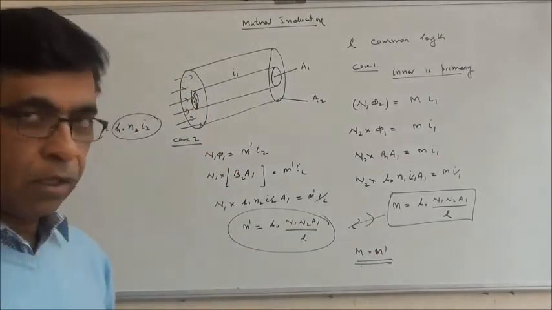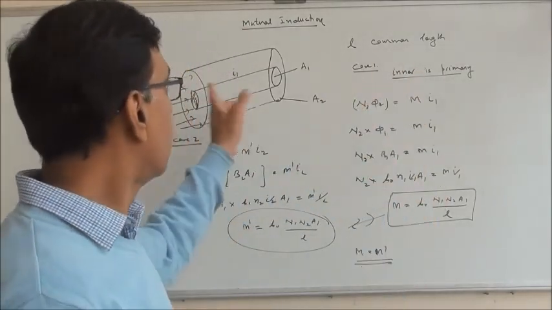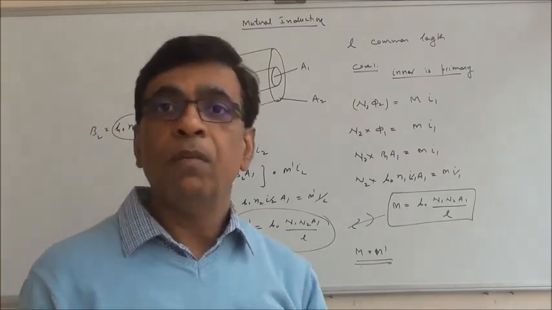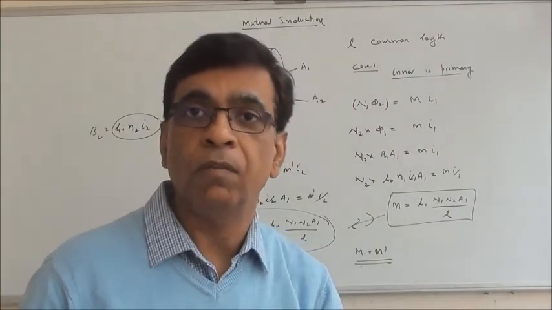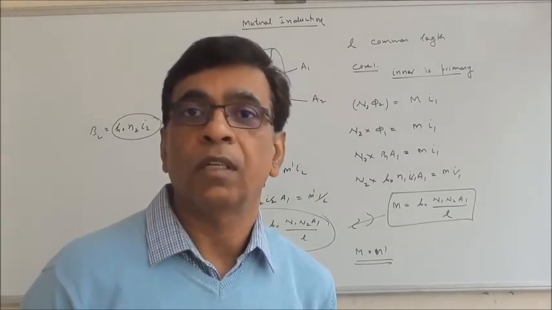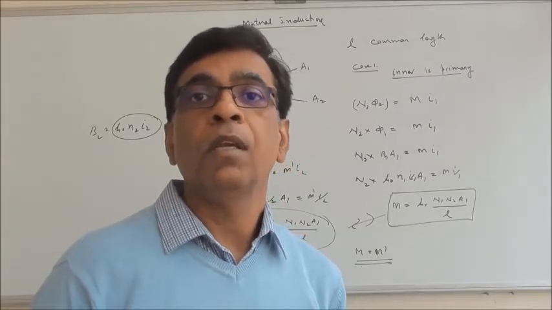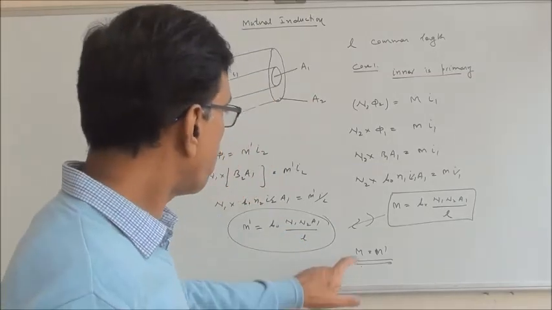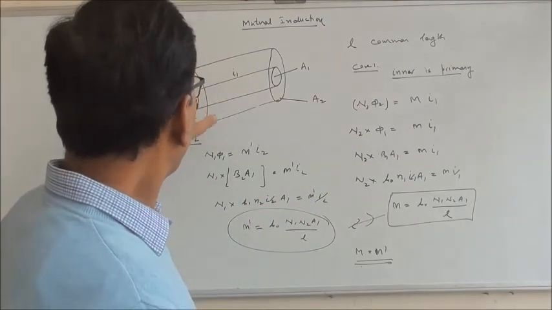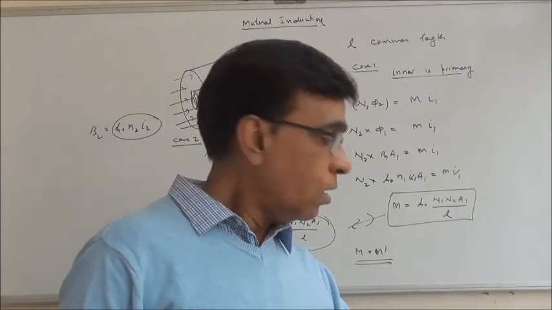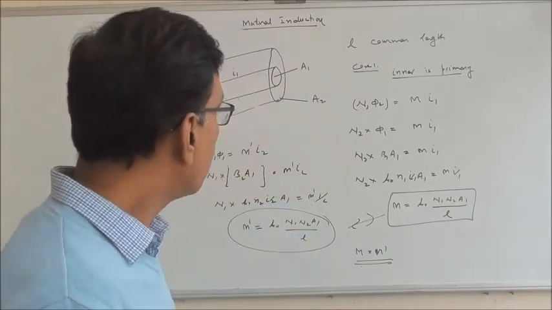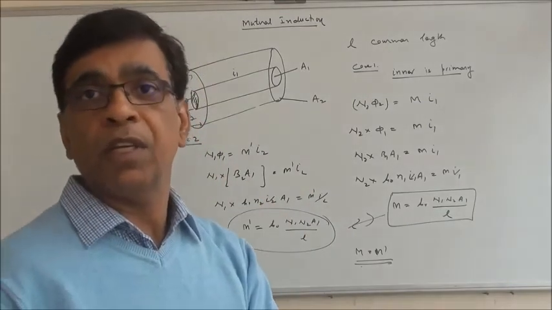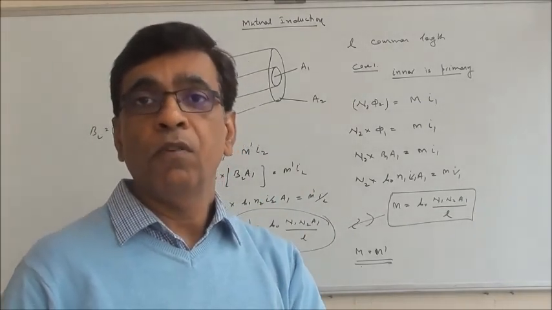We have considered the same length, L. This is the common length. Whether we take the inner as the primary one or the outer one as the primary one, the coefficient of mutual inductance is coming out to be the same. It means the same EMF will be produced if the rate of change of current is the same. So that's all. We have calculated the coefficient of mutual inductance for a pair of solenoids.